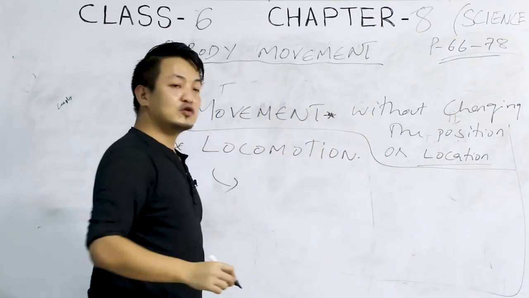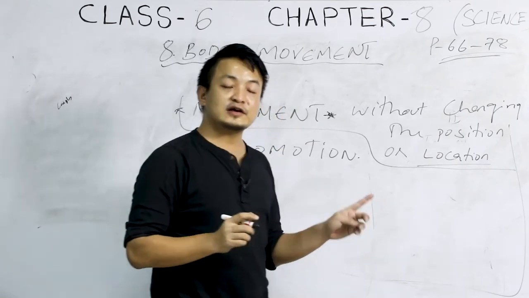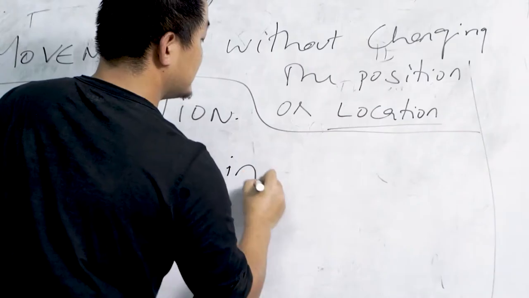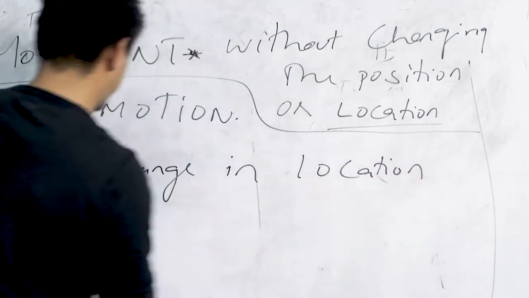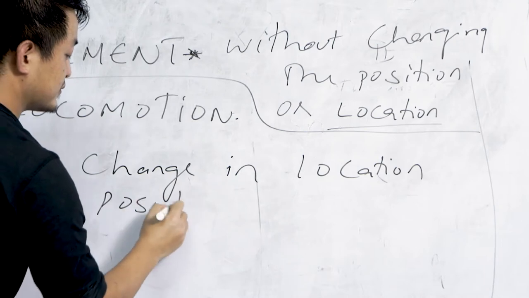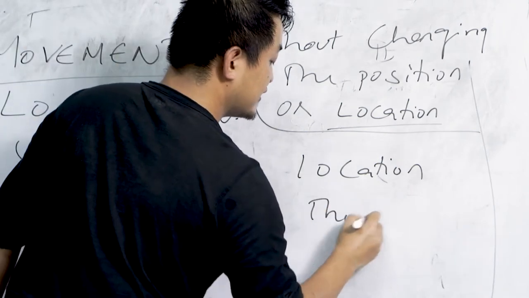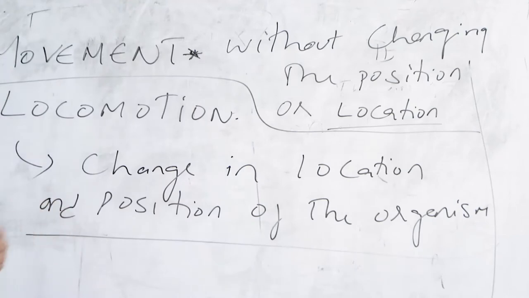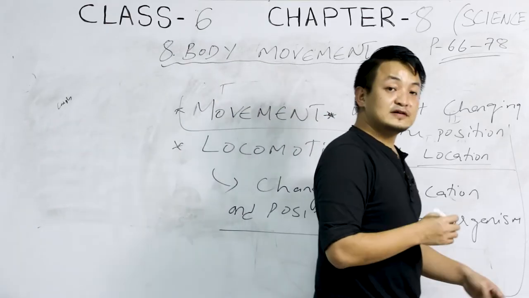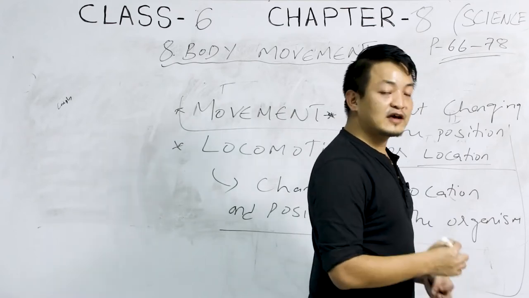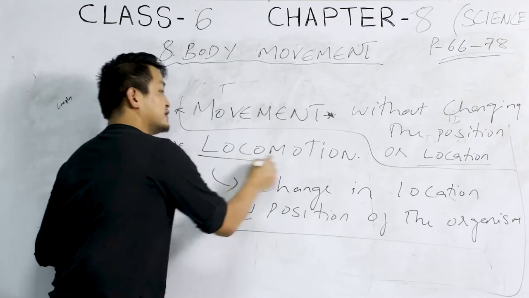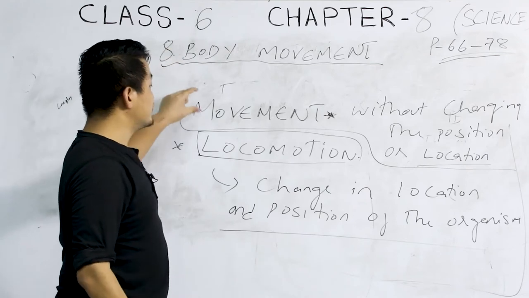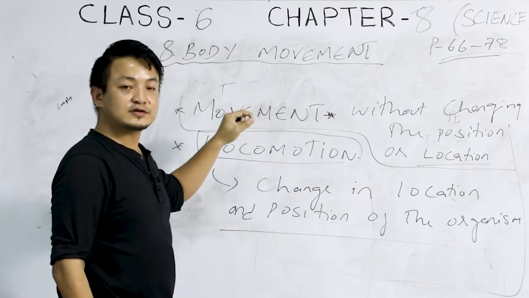Now what about locomotion? Locomotion means if we are moving any part of our body and there is a change in location and position of the organism, that is called locomotion. So that is the basic difference. Now, I have already moved a few steps, right? So I have changed my position as well as my location. So that is locomotion. Please note down the difference between movement and locomotion. This is very important.